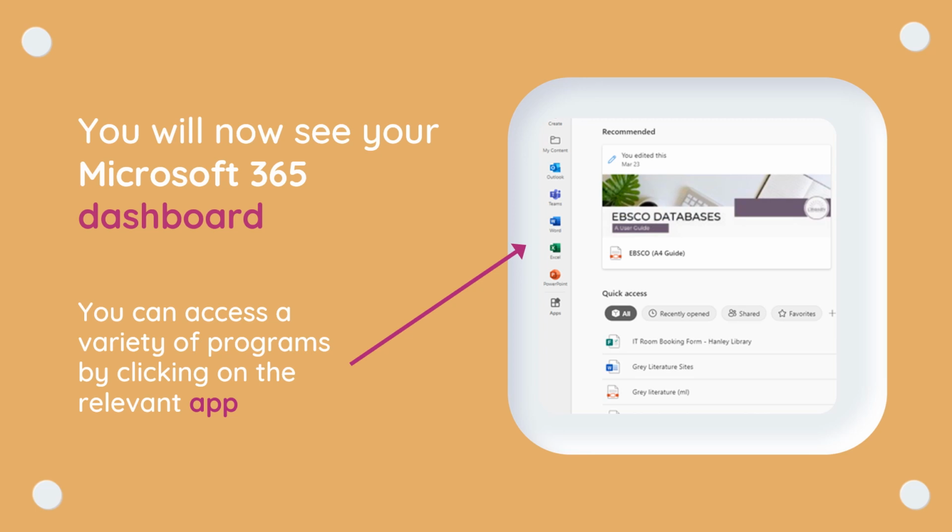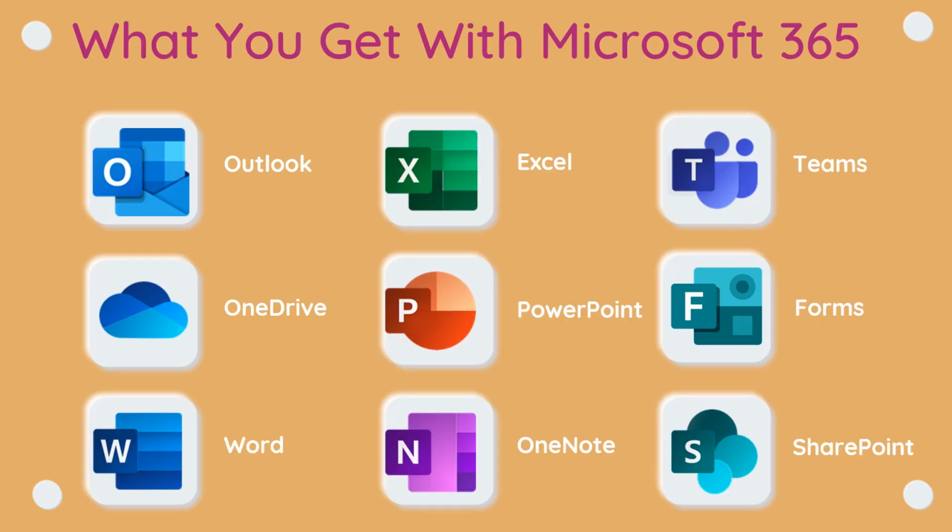On the left-hand side, you'll see all the applications you can get access to. You can click on any of these to access the relevant program. These are just some of the applications you can access through Microsoft 365. Many of them will be very familiar to you, for example, Word, Excel, and PowerPoint, but there are others you may be less accustomed to and that you may need to use in future.